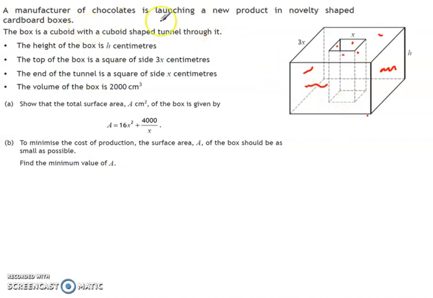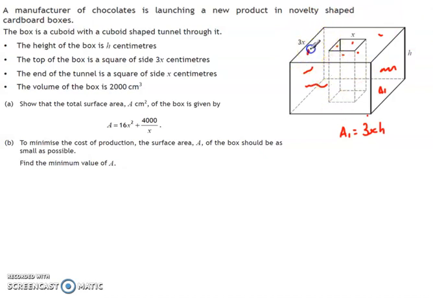Now we're told in this that it's a cuboid and we're given information on the cuboid. Now the 4 outside faces are the same. So let's call these A1 for the 4 outside faces. So I know A1, a single one of them, is given by length times breadth, so 3x times h, so that's 3xh. That's each of these outside edges here.